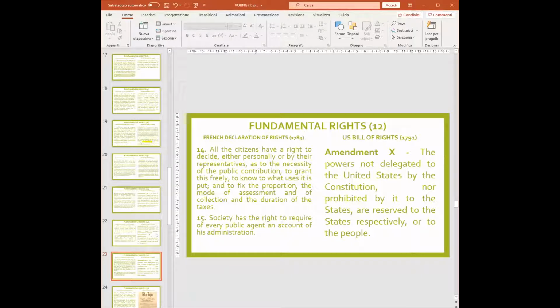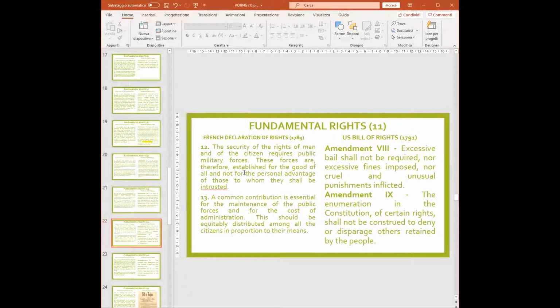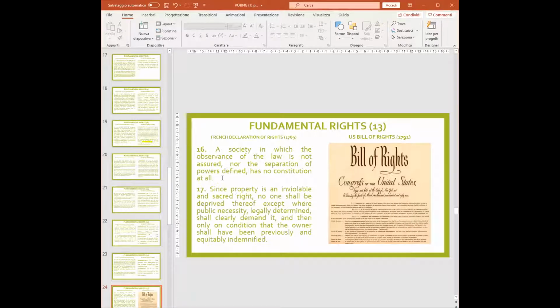Article 15: society has the right to require of every public agent an account of his administration, and so this is also how public force is used. And then we'll go back to Article 16, but look at Article 17. Since property is an inviolable and sacred right, no one shall be deprived thereof except where public necessity, legally determined (this means law must determine which are the cases), shall clearly demand it, and then only on condition that the owner shall have been previously and equitably indemnified.